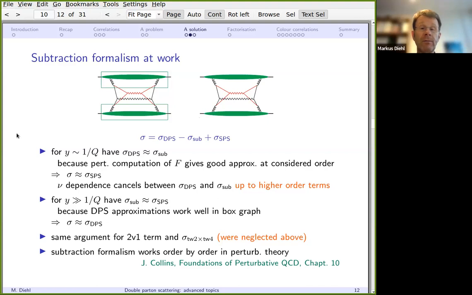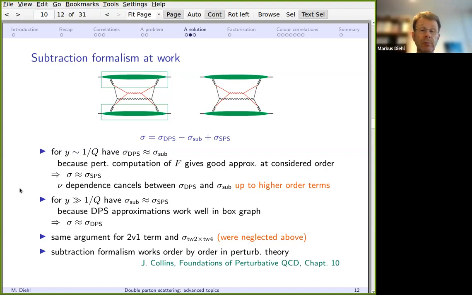So now if the distance y in this or that graph is of the order of one over the hard scale, then it turns out your DPS term is basically equal to the subtraction term. Why is that? Because the perturbative calculation of the DPD, which I'm using in here, is a very good approximation to the true DPD that I put in there. And then I subtract something basically from itself. And if these two things cancel at very small y, then the thing that's left over is single parton scattering. And that's exactly what we want from the physics point of view.